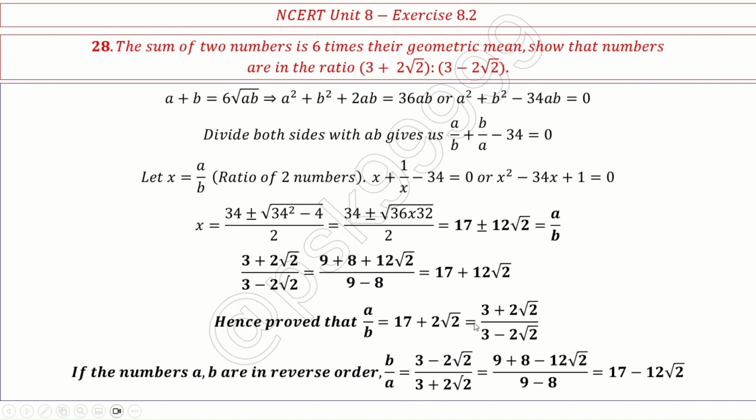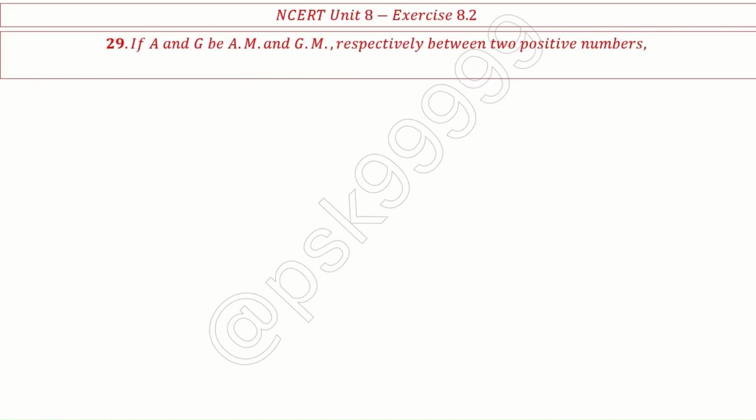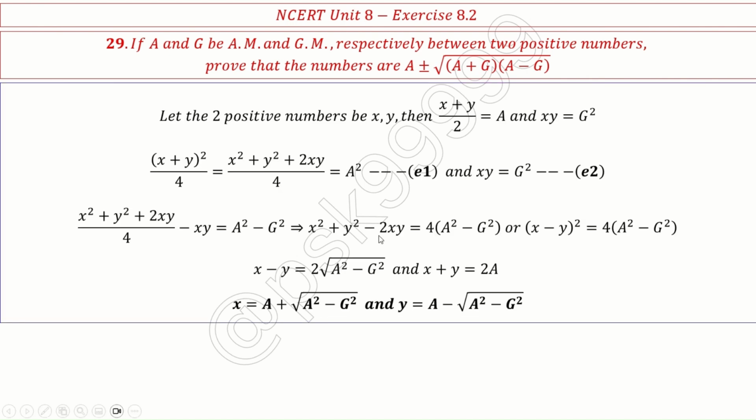Okay, next. If A and G are arithmetic mean and geometric mean respectively between two positive numbers, then prove that A plus or minus square root of (A plus G) into (A minus G) are the numbers. Okay, so this is simple. We know that those two numbers are, let's say, x and y, so A is (x plus y) by 2, and G square equal to xy, right? So I need to take this A square minus G square value. So I'll try to get that value.